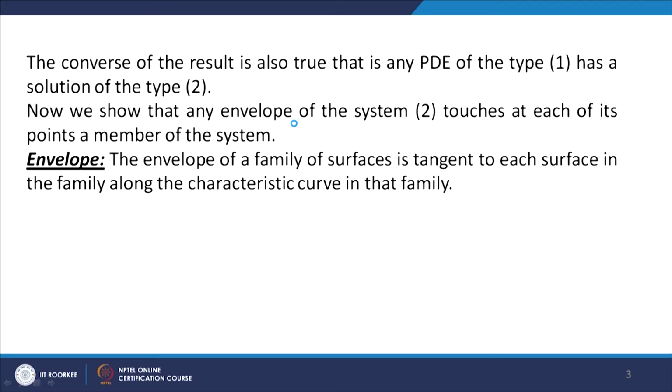Let us now show that any envelope of the system 2 touches at each of its points a member of the system. What do we mean by an envelope? Let us see. The envelope of a family of surfaces is tangent to each surface in the family along the characteristic curve in that family. Now, let us make it more clear.